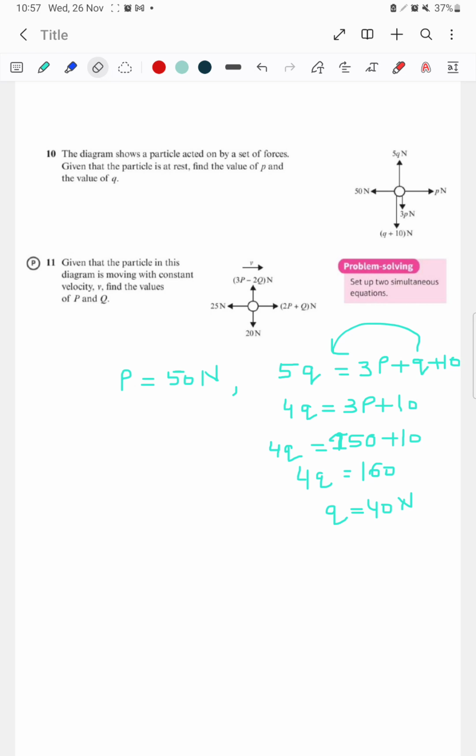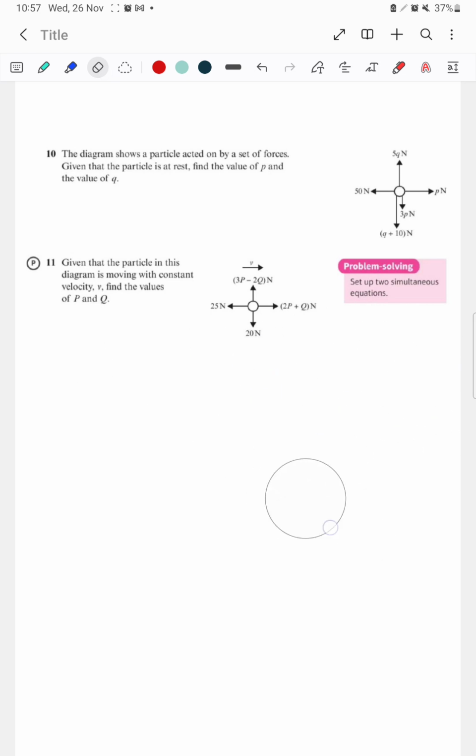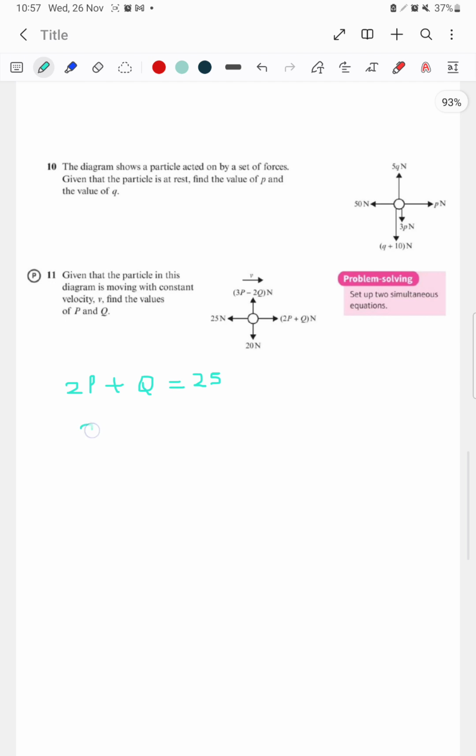In question 11, we are given again a particle in the diagram moving with a constant velocity, so there is no net force. So we can say the horizontal forces will be equal. So 2P plus Q is equal to 25, and the second equation is 3P minus 2Q is equal to 20 newtons.